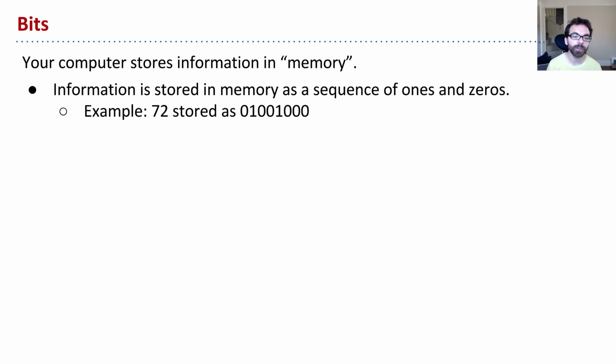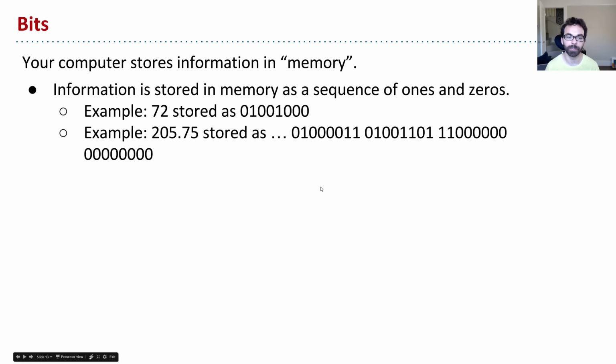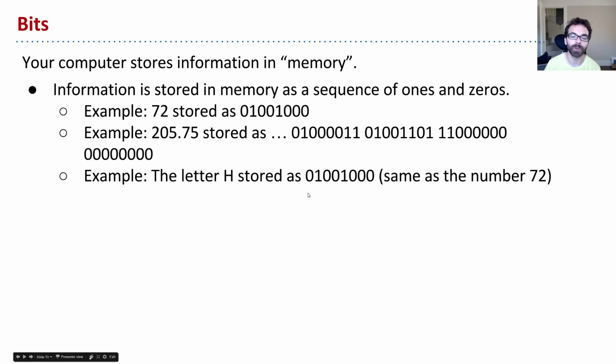Okay? So some examples. In a computer, the number 72 is usually stored as 01001000. Or as another example, the number 205.75 is often stored as 01000011, etc., with 32 more zeros up here. Then the letter H, for example, is often stored as 01001000, and you'll notice that's actually the same as the number 72. So you have the same encoding. And the computer knows how to interpret those bits based on the particular context.